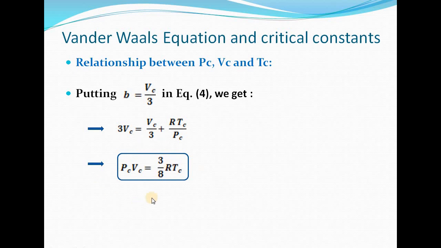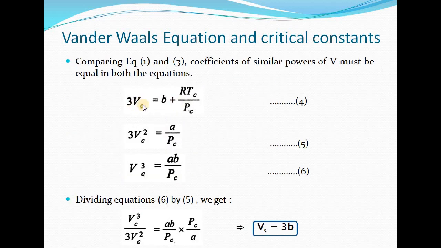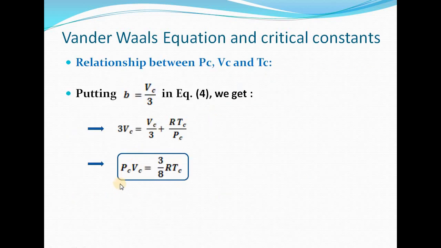Now to get the relation between Pc, Vc and Tc, we are substituting B is equal to Vc by 3 in equation 4. This is equation 4. Now substituting B is equal to Vc by 3, we get the relation between Pc, Vc and Tc, which is Pc Vc is equal to 3 by 8 R Tc. So these are the critical constants of a gas in terms of van der Waals constants of the gas.